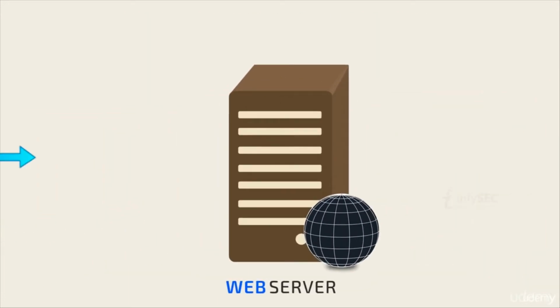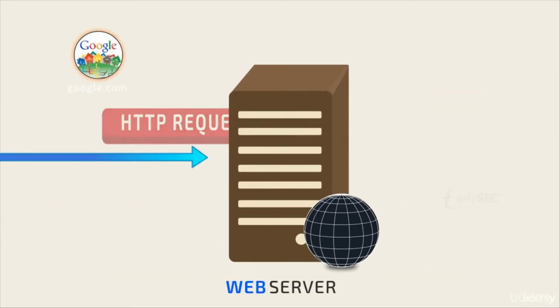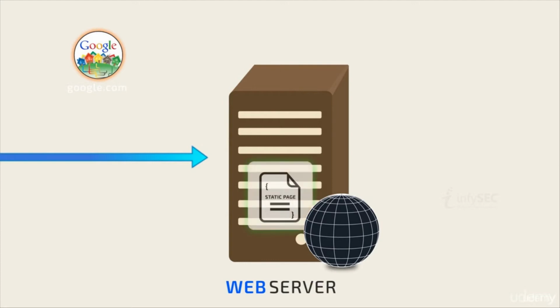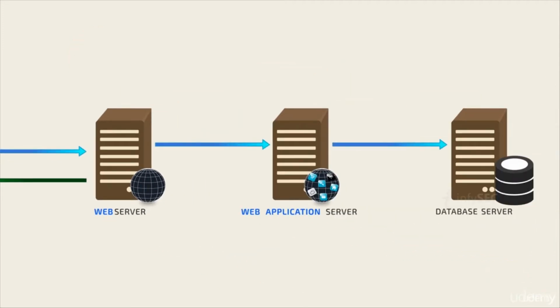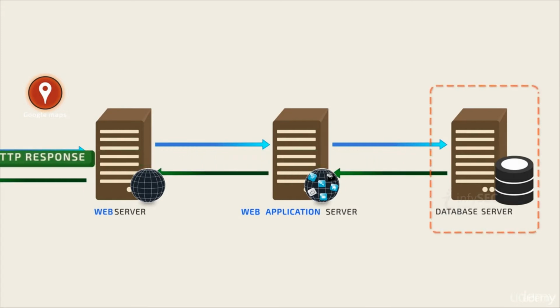In this case, our request www.google.com is for a static web page from google.com. The request for this static web page is handled by a web server. Suppose the request is for a location on Google Maps, it will be processed by the web application server to fetch the corresponding result from the database, which is managed by the database server.